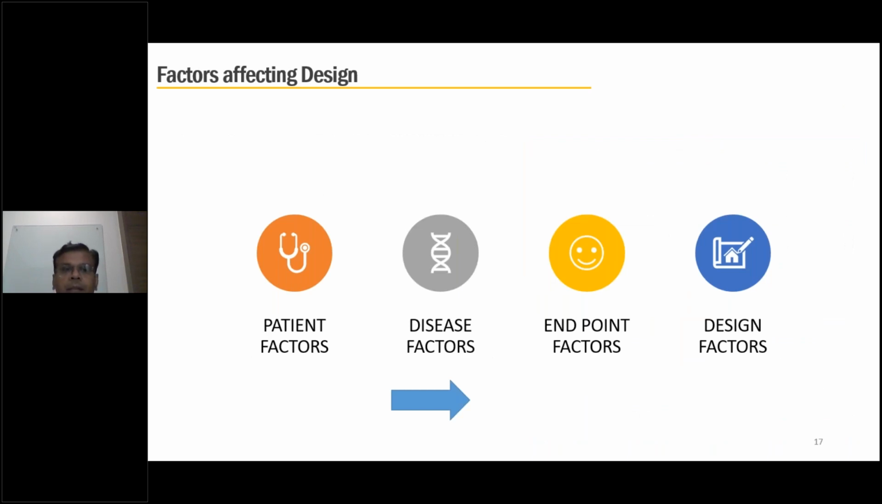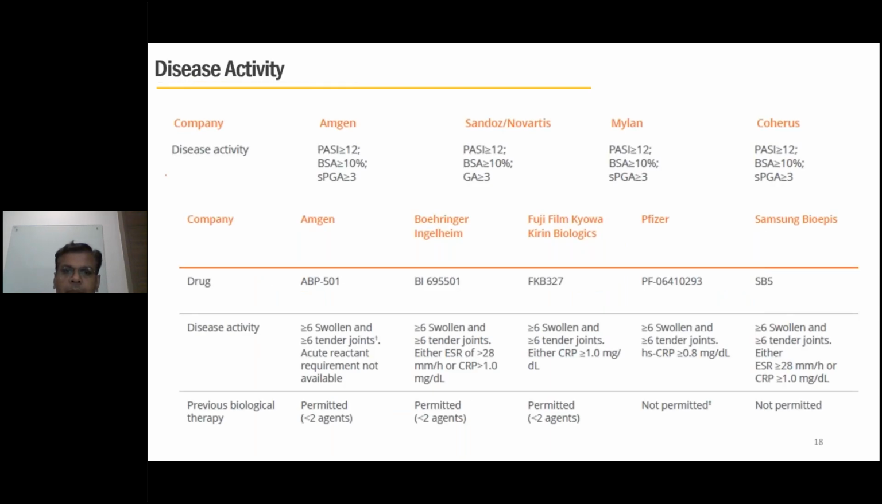Another factor which also affects the design is the disease factor. So we'll be taking that into consideration. This is just sharing with you the data on various companies, as we've seen. There is Amgen, Boehringer Ingelheim, Fuji, Pfizer, Sandoz. They are all developing their Humira. Humira is the innovator, so adalimumab is what they are all developing.